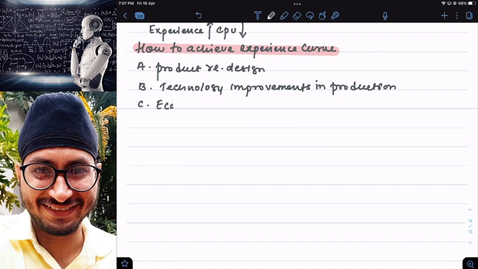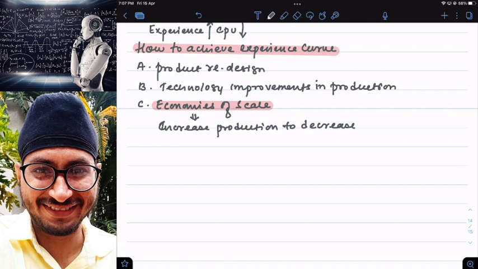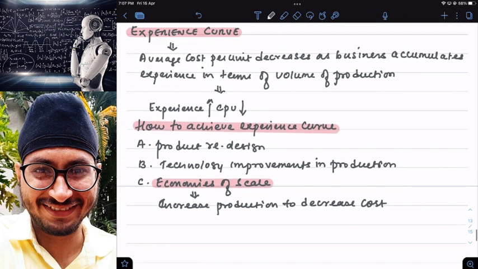Economies of scale. I can follow the concept of economies of scale. Economies of scale means increase the production to decrease cost. Simple. Sir, I am increasing the production so that cost per unit decreases. Clear? This is called as experience curve.